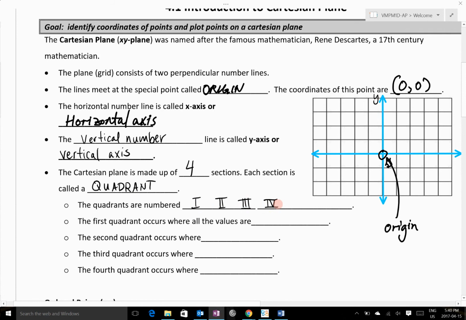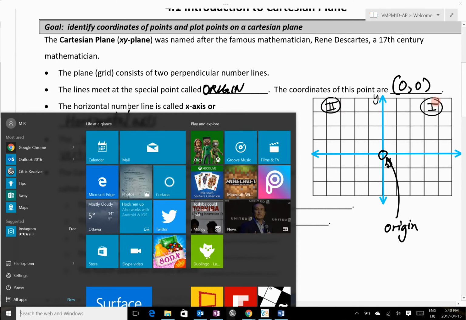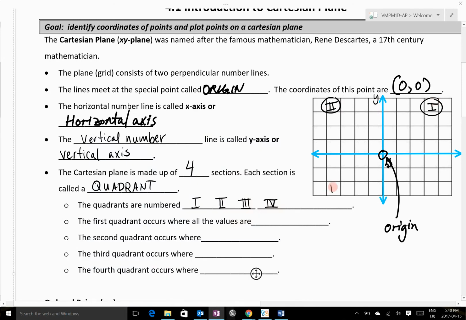The quadrants themselves, if I label them on my diagram, this would be quadrant 1. And going counterclockwise, here I would have quadrant number 2. And down here I would have quadrant number 3. And to the bottom right, I'd have quadrant number 4.